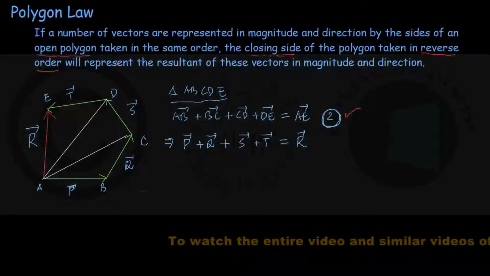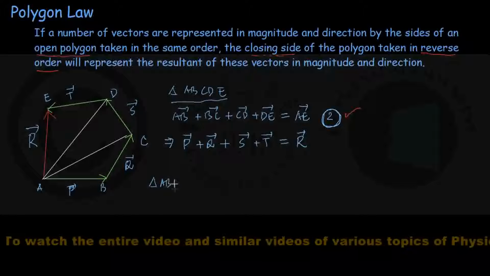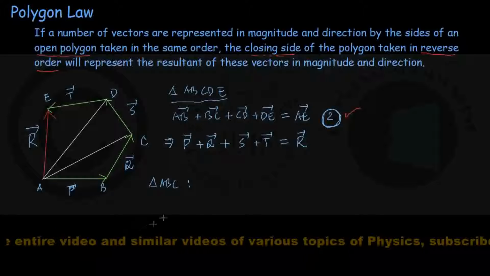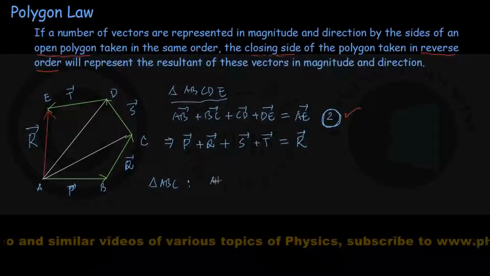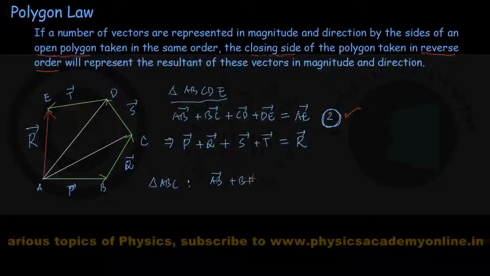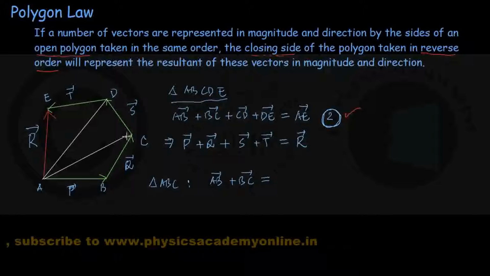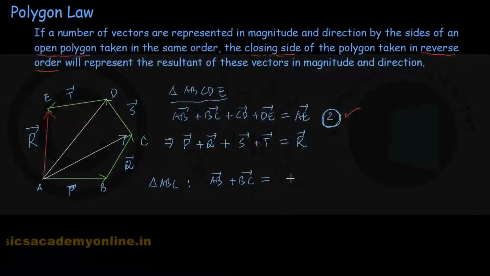So here we go. In the triangle ABC, we could write AB plus BC. They are taken in the same order. By triangle law, they must be equal to AC. So I'm giving an arrow cap, and that is my AC by the triangle law.